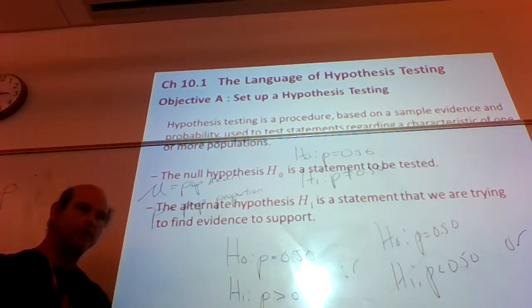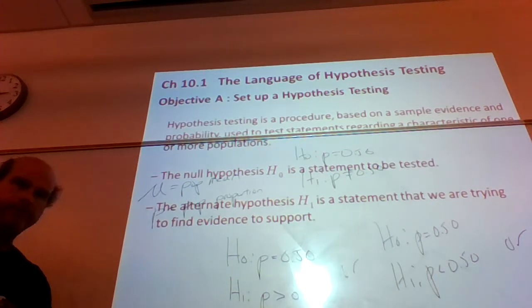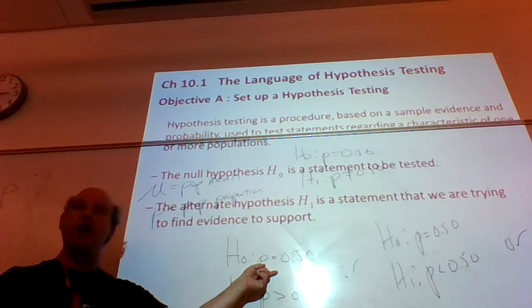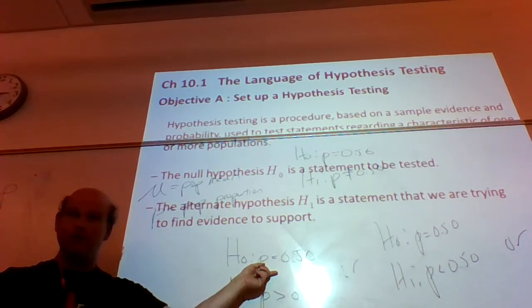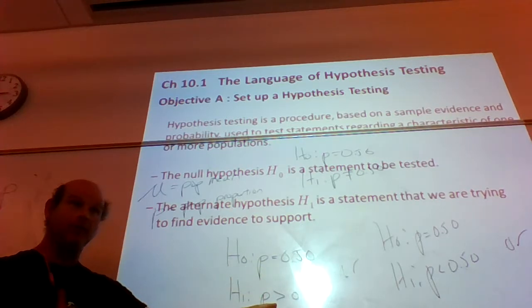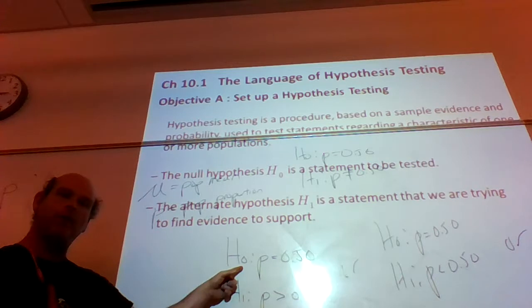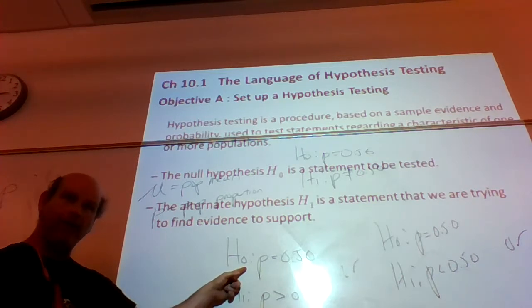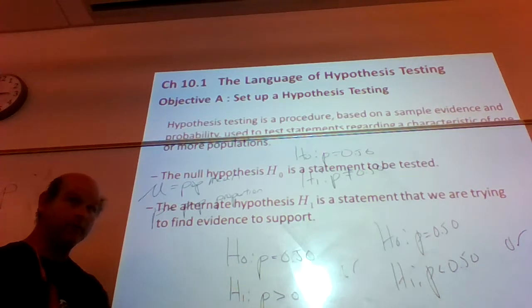So the alternative will never have an equal sign, because the null takes the equal sign, always, no matter what. You can never have an equal to here, ever. That equal to is always taken care of in the null hypothesis. That's really important.